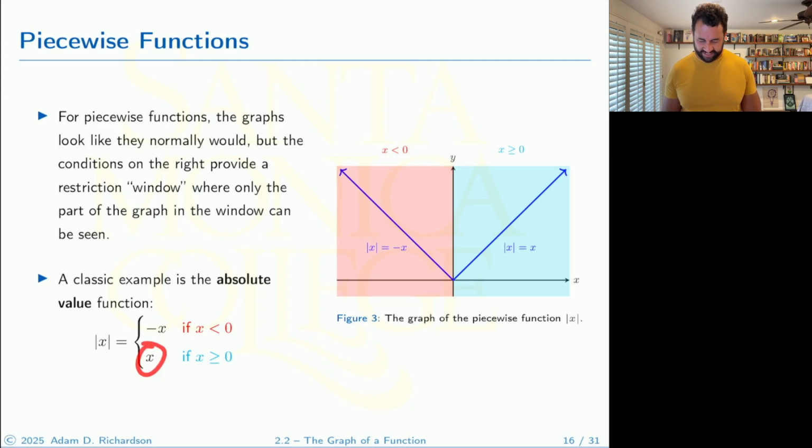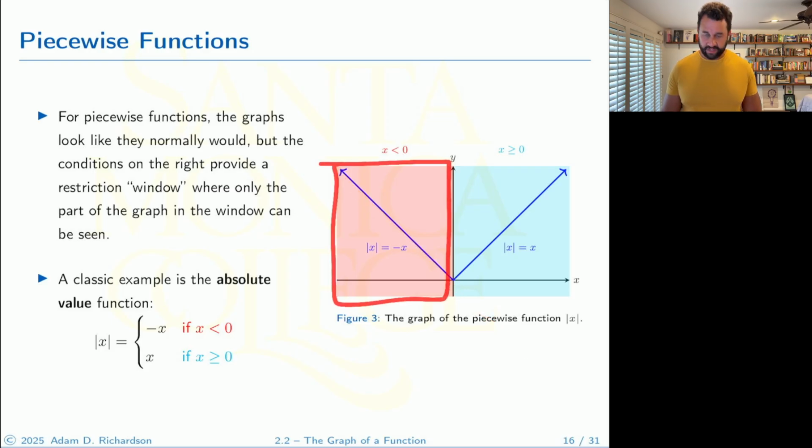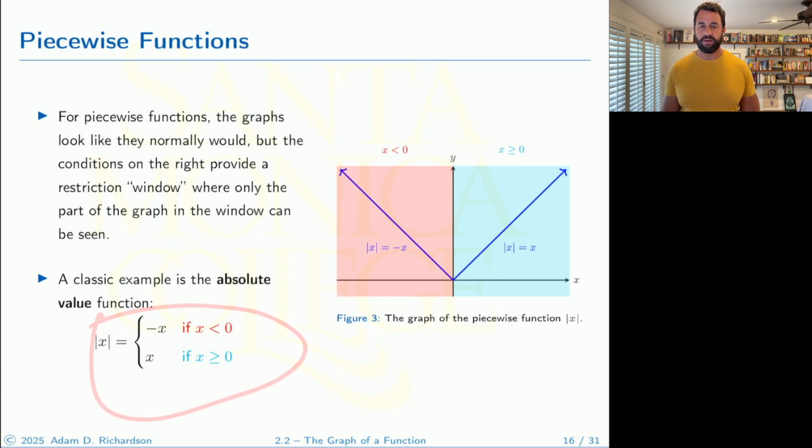So this is the graph of x, that's this one, but only on the blue window. And then it's the graph of negative x, but only on the red window. So you can describe the absolute value function as a piecewise function, just like we saw back in section 1.4. I think it was 1.4. Yeah. And that's the idea.